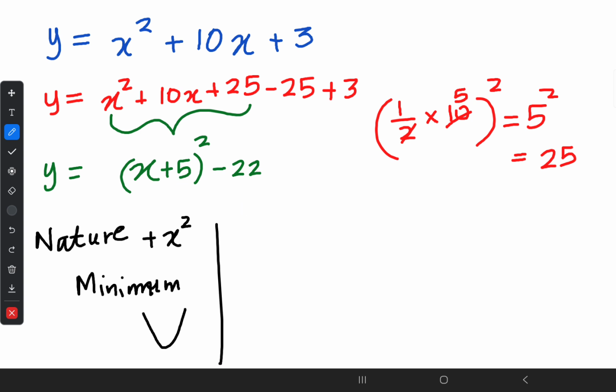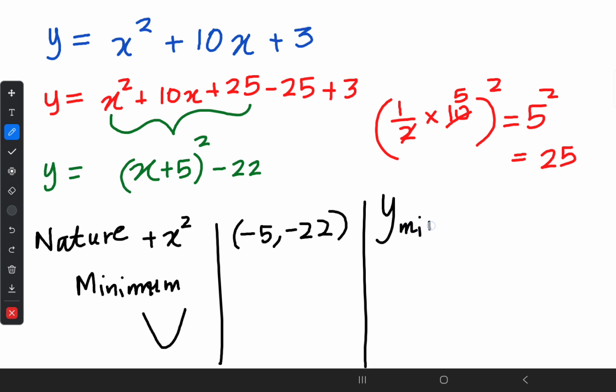And thereafter, coordinates of the turning point. Negative of the number inside the square, its opposite direction. So negative 5, and the c itself. Since c is a negative number, you can keep it as negative 22 itself. No need to convert that one. You need to convert only the number inside the square function. Then let's write y minimum. It is a minimum graph, so y minimum would be negative 22.